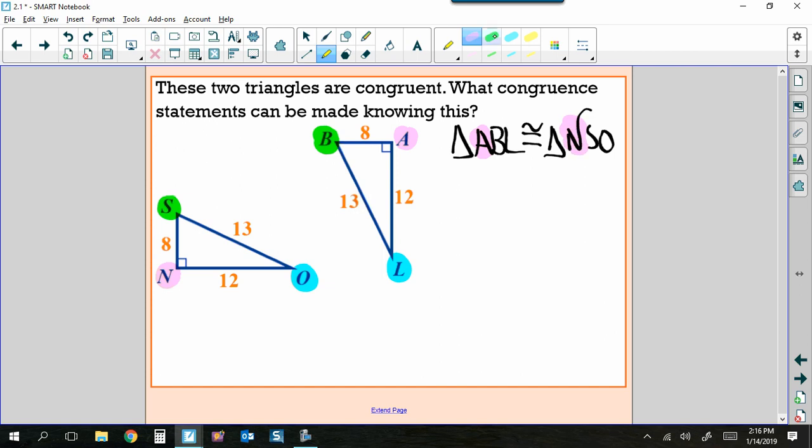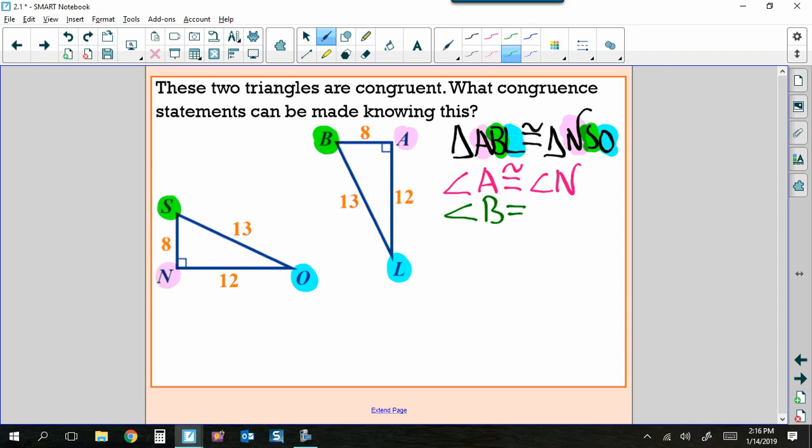goes with what. I know A goes with N, I know B goes with the S, and I know L goes with the O. So I could say angle A is congruent to angle N. And we're allowing you to use just the vertex because there is only one angle at that vertex. I can also say that angle B is congruent to angle S. And my last angle, angle L, is congruent to angle O.